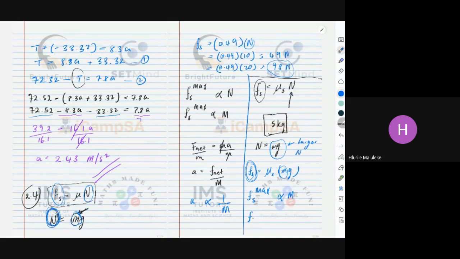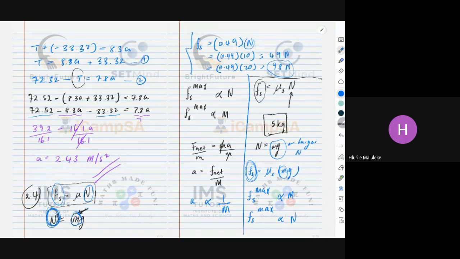Or Fs max is directly proportional to normal force. If you increase the normal force, you increase Fs. If you decrease it, you also decrease Fs, right? So this is what it's actually telling you. You can use the numbers like this here so that it makes sense to you.